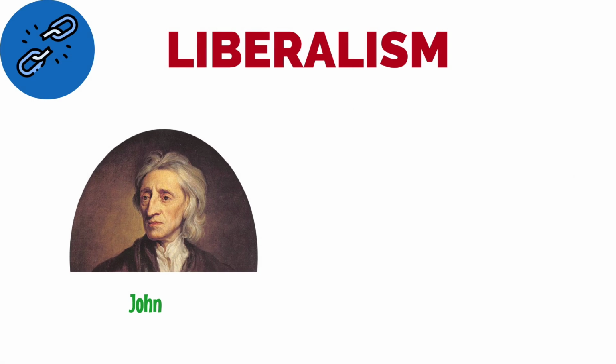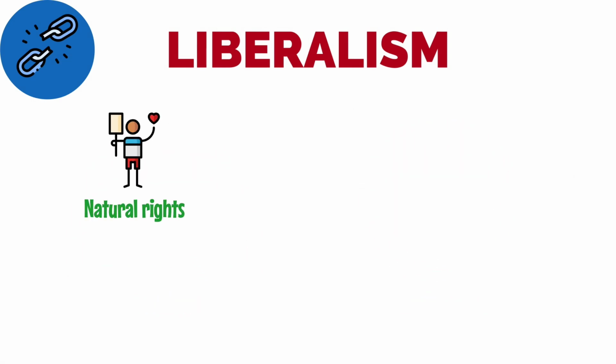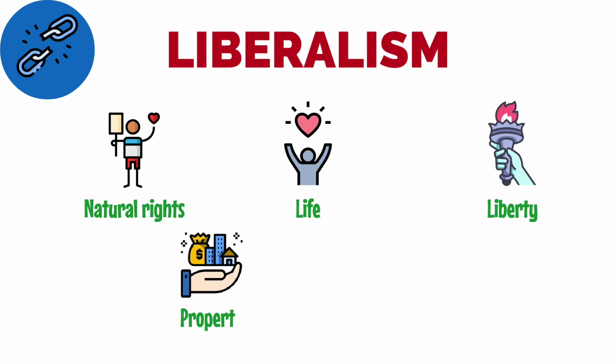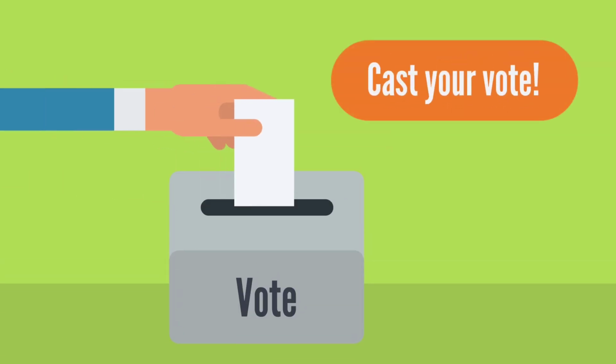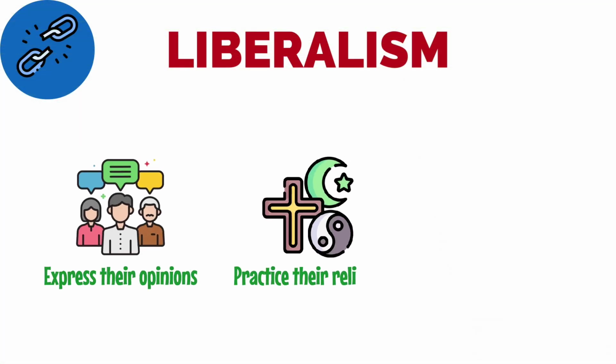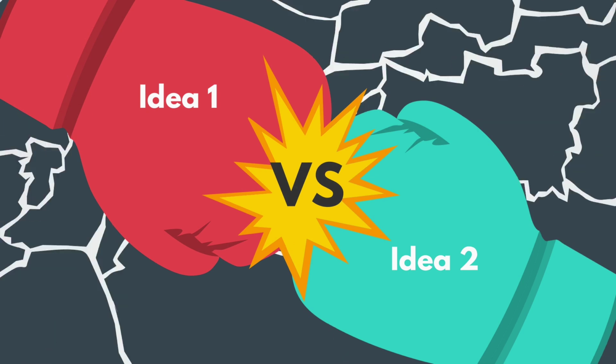Thinkers like John Locke and Montesquieu championed the idea that individuals have natural rights, life, liberty, and property that the government must protect. In practice, liberalism supports a democratic system where people have the freedom to express their opinions, practice their religion, and pursue their own happiness, as long as they don't infringe on the rights of others.